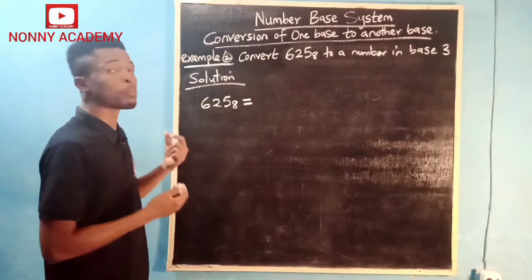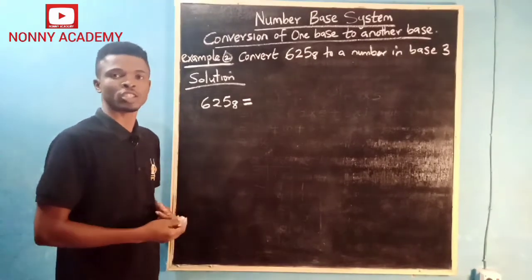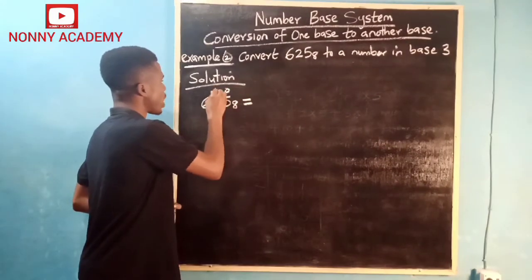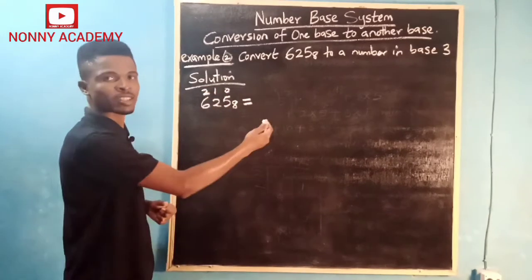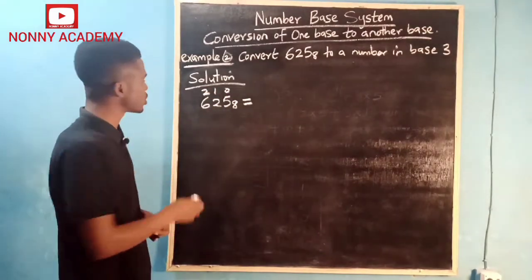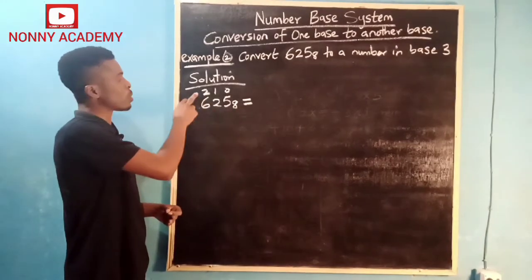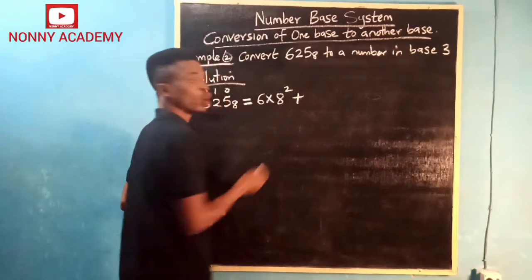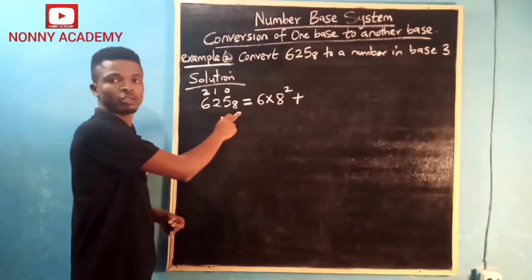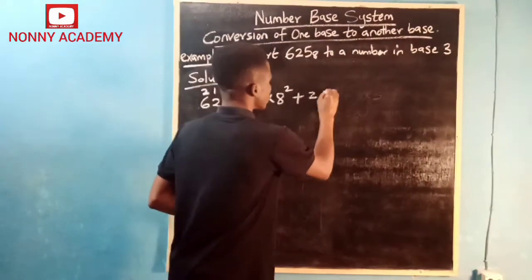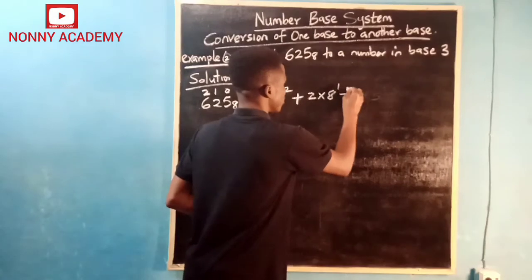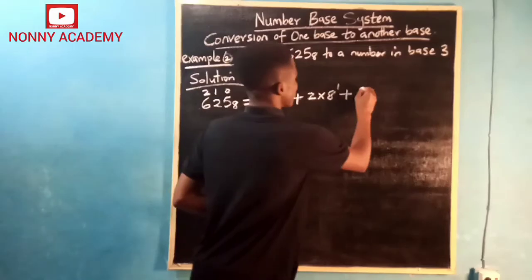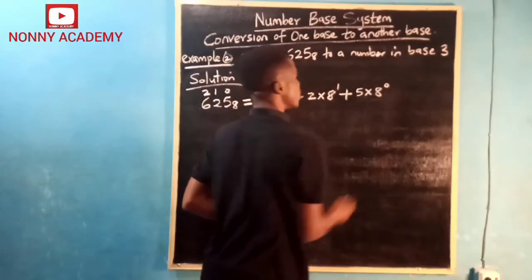I will start by putting a power of 0 on each of the digits from my right hand side down to my left hand side. Now I have 0, 1, 2 from my right hand side down to my left hand side. Then we proceed. 6 times 8 raised to the power 2, plus 2 times 8 raised to the power 1, plus 5 times 8 raised to the power 0.